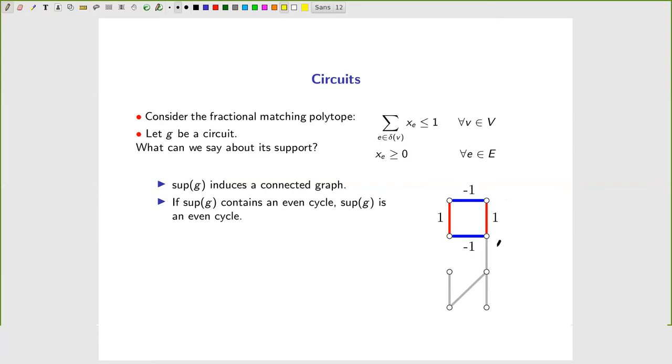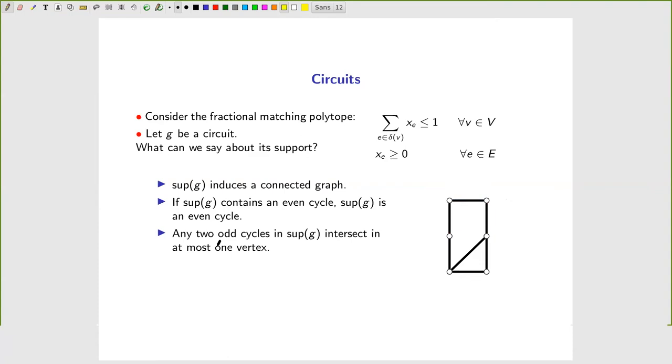Okay. Now, another thing about the support. If the support contains 2 odd cycles, then they must intersect in at most 1 vertex. So suppose that the support is like this, and they intersect and you have 2 odd cycles, 1, 2, 3, and 1, 2, 3, 4, 5. Suppose that they, like in this case, intersect in two nodes, then why can this not happen? Can anyone see why this cannot happen?